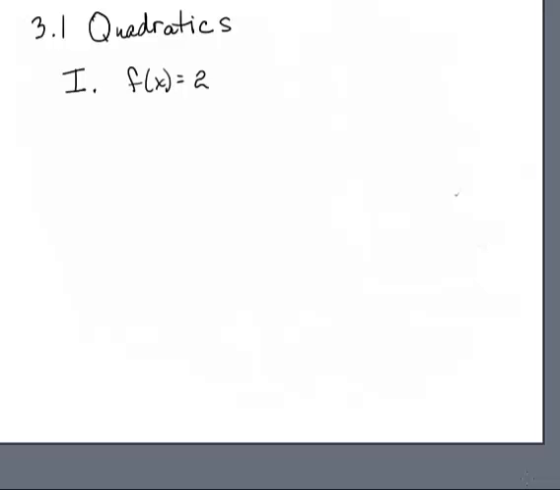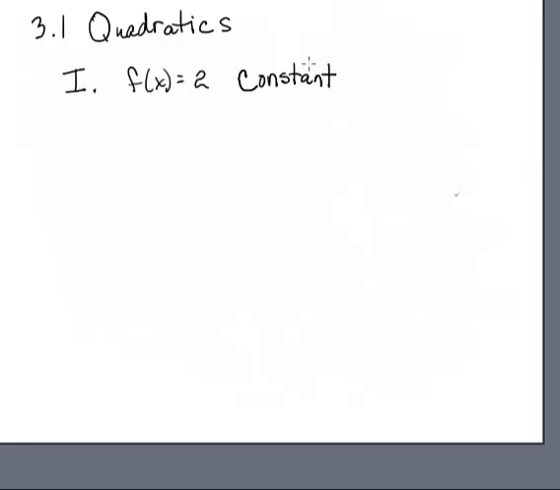Section 3.1, quadratics. This is part 1. We're going to start with looking at a function f of x equals 2. Well, what kind of function is that? If I graphed it, it would be a horizontal line crossing 2 on the y-axis. Because it's a straight line, horizontal to the x-axis, we call this a constant function.